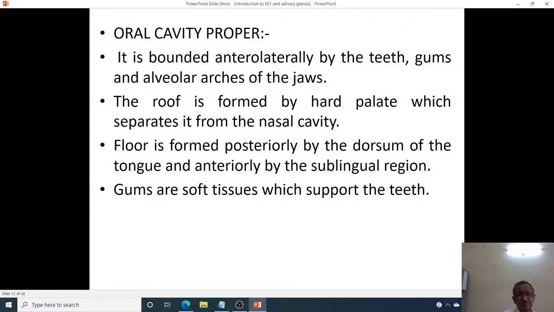Now the oral cavity proper is bounded anterolaterally by the teeth and gums and the alveolar arches of the jaws. The roof is formed by the hard palate, which separates it from the nasal cavity. The floor is formed by the tongue as well as the sublingual region. The gums are soft and support the teeth.